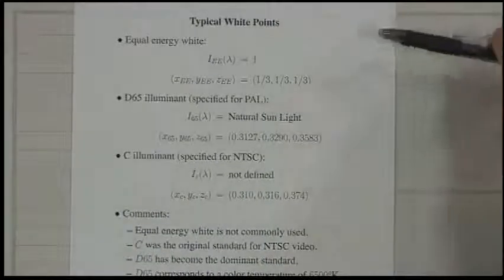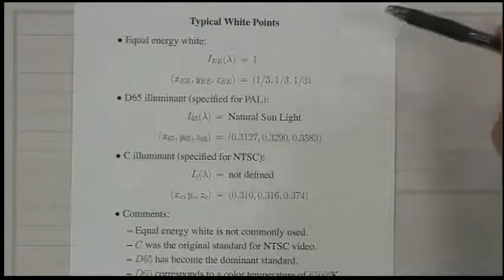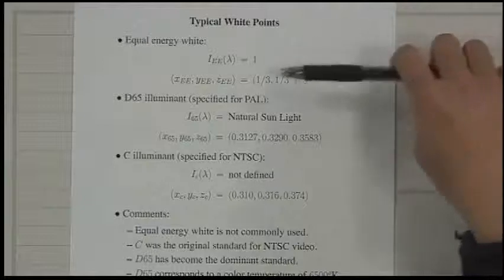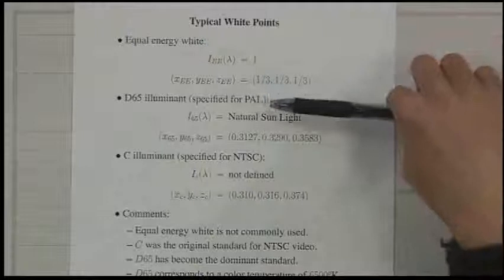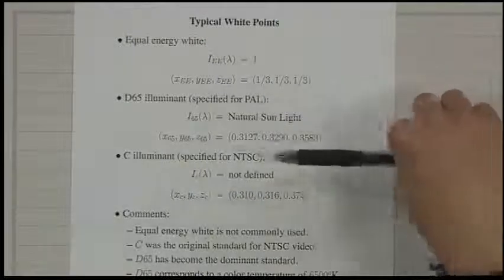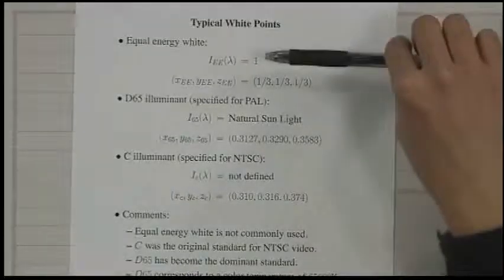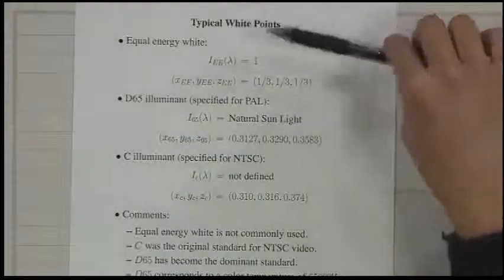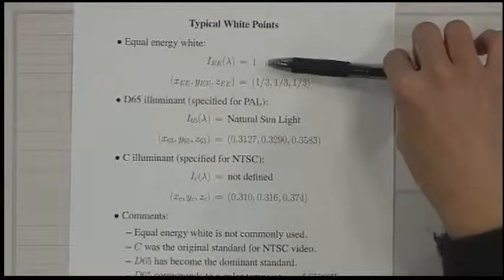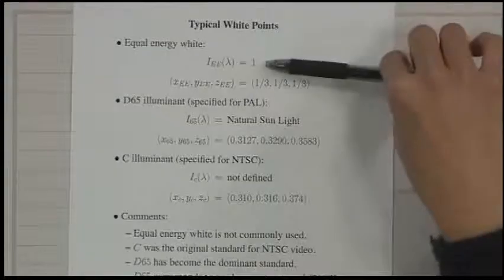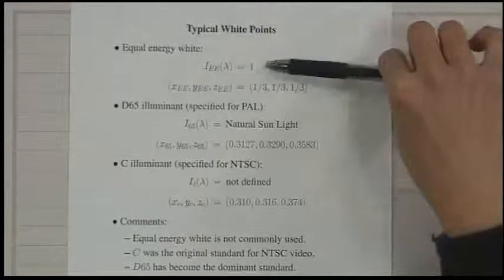Here we talk about several white points. There have been several very commonly used white point standards, and three of these are the so-called equal-energy white, the D65 illuminant, and the C illuminant defined in NTSC. The first one, equal-energy white, is defined by a power spectrum uniformly equal to 1.